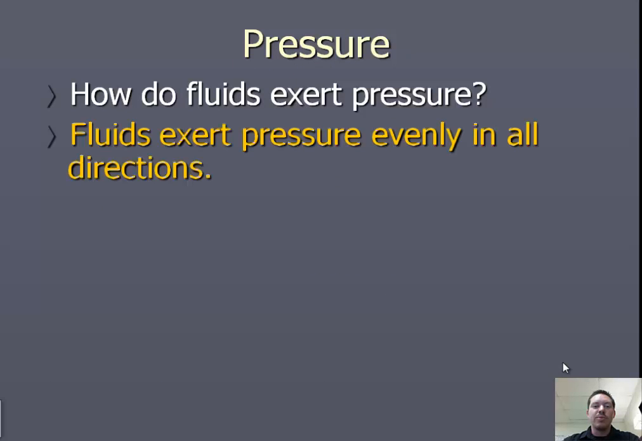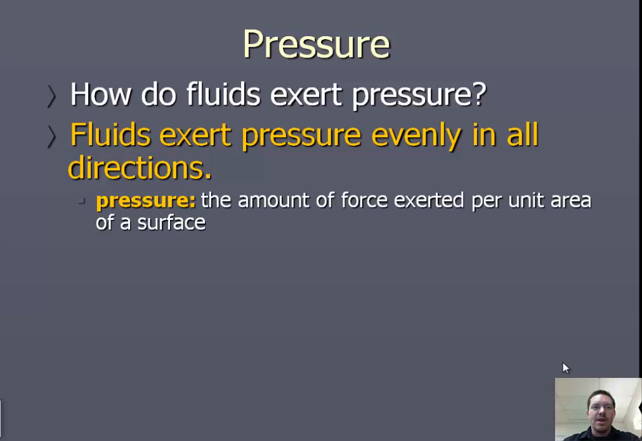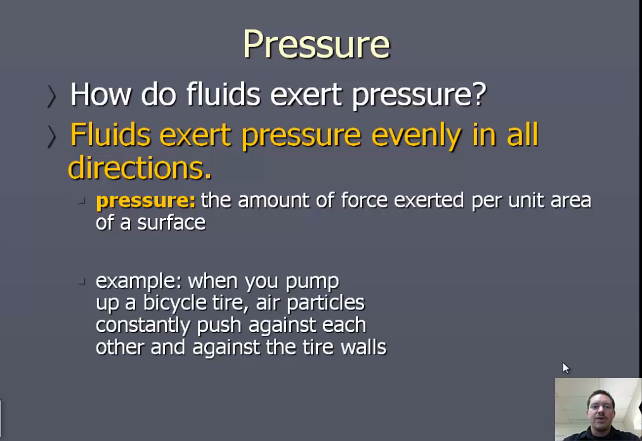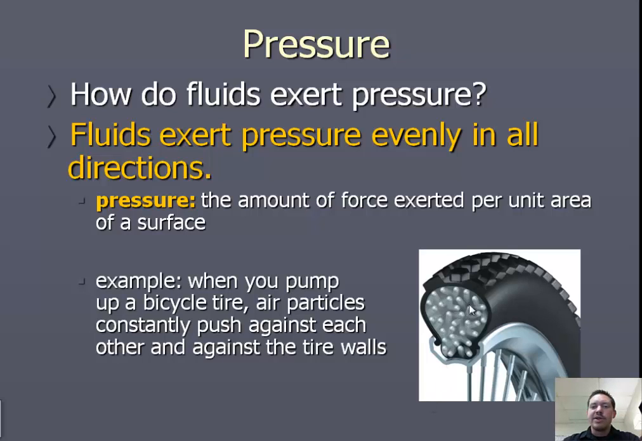How do fluids exert pressure? So fluids exert pressure evenly in all directions, and we can define pressure as the amount of force exerted per unit of area of a surface. For example, when you pump up a bicycle tire, air particles are constantly pushing against each other and against the tire walls. So we've got that internal pressure of the air that allows the tire to maintain its shape whenever we ride the bike or just have the tire sitting in place.